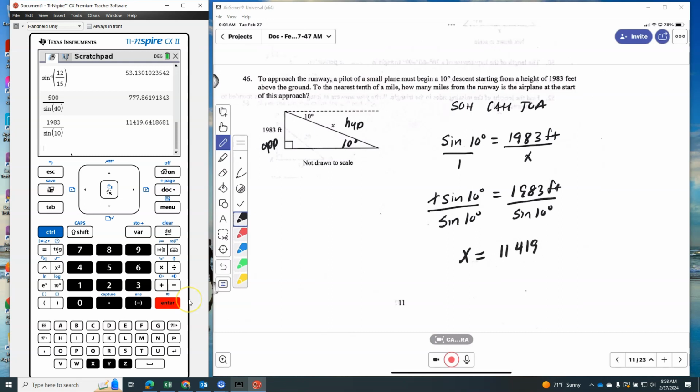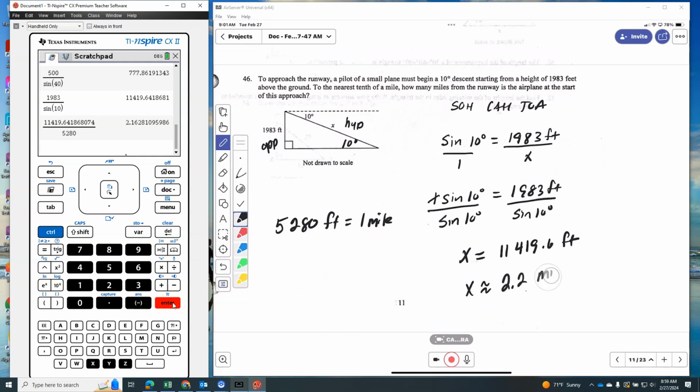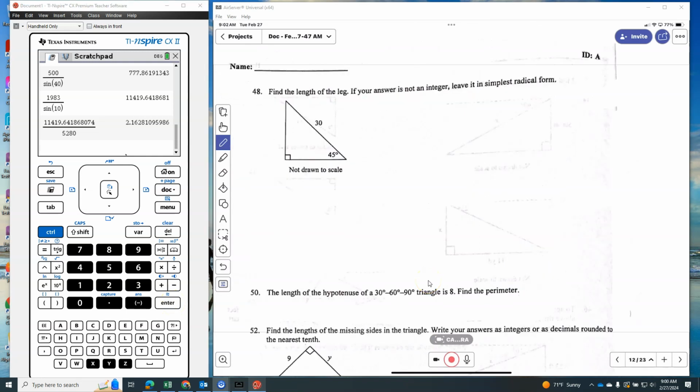So x is equal to 11,419.6 feet. There's 5,280 feet in 1 mile. So what you're going to have to do is divide 11,419 by 5,280. And so approximately it's 2.2 miles away.